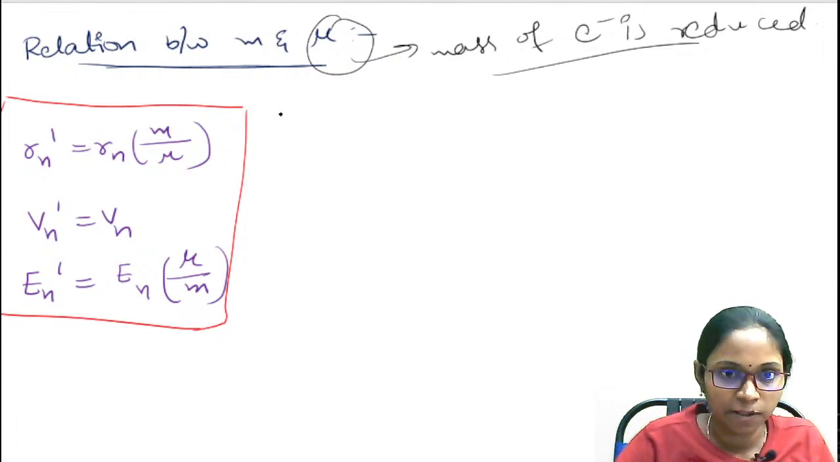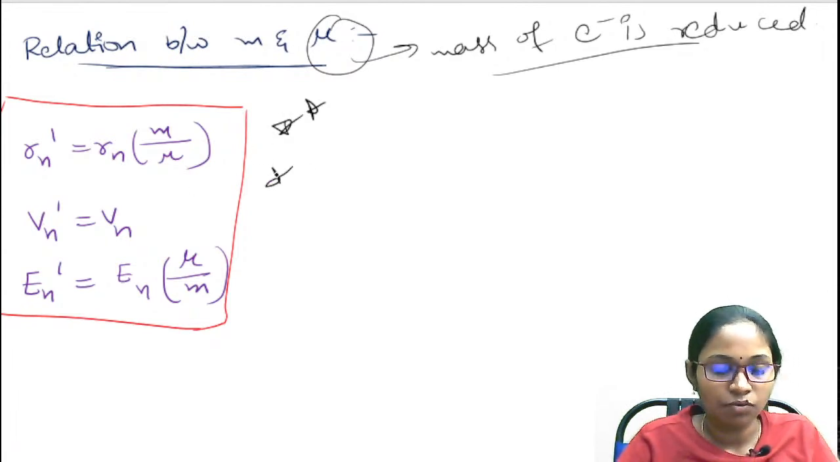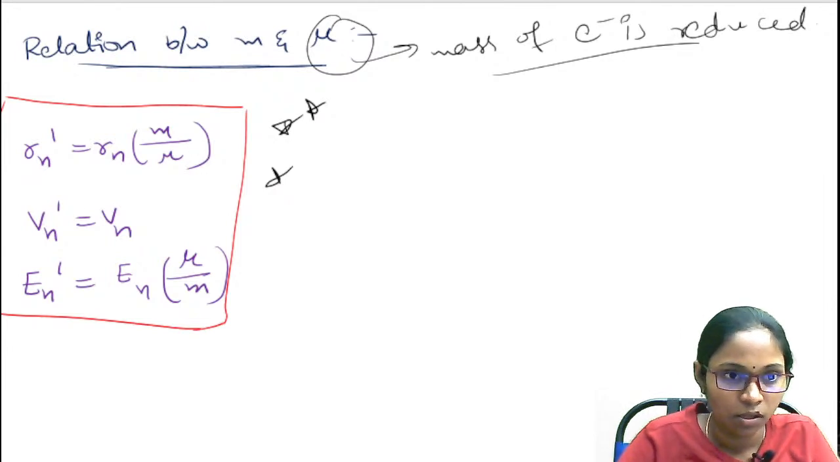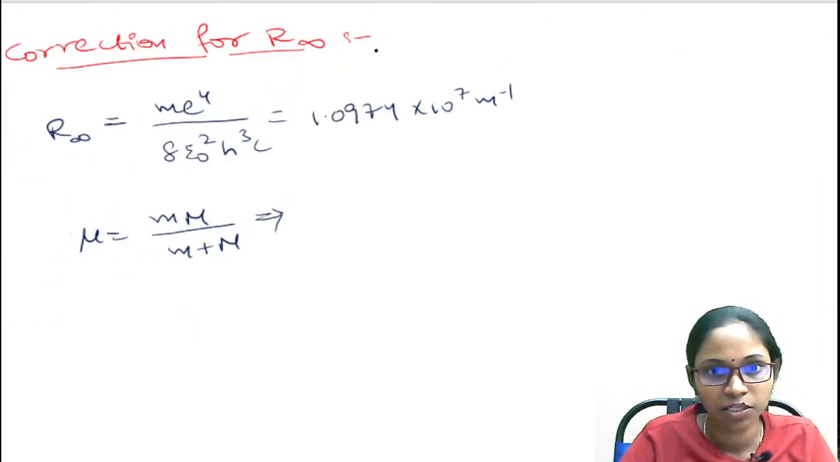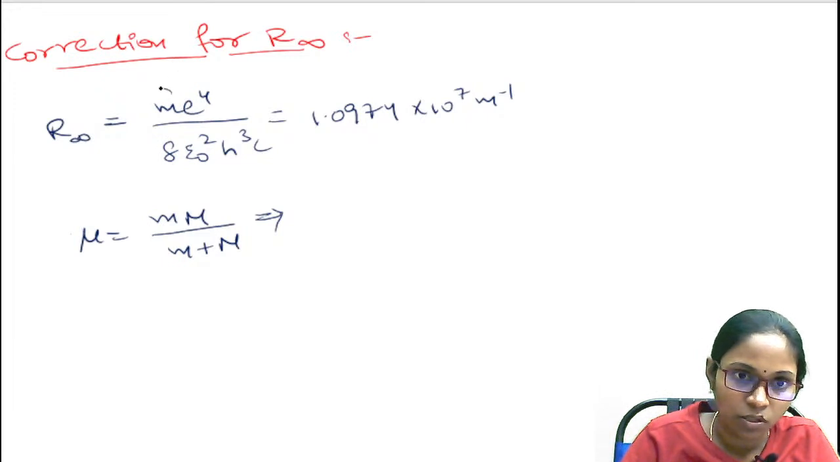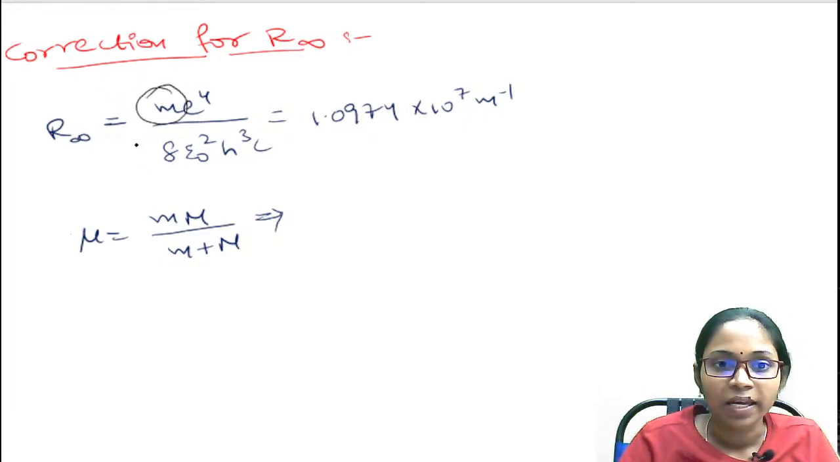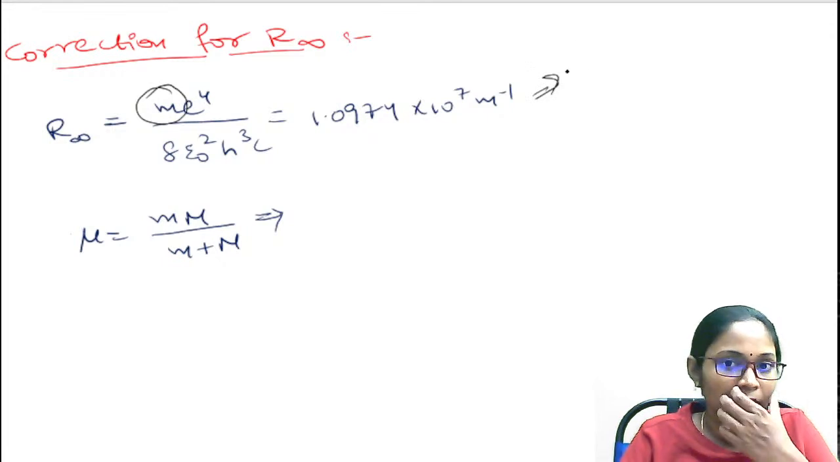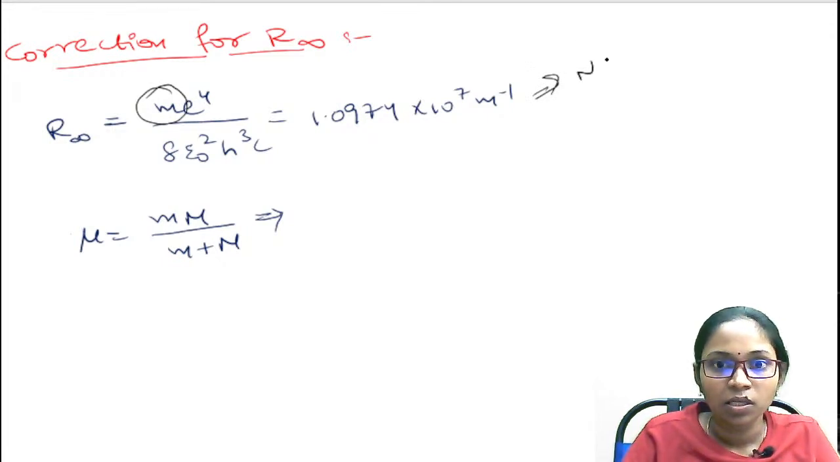Okay, these are the relations, very important relations you have to remember. Coming to the next topic, correction for Rydberg constant. We corrected the energy equation, the velocity equation, and the radius equation. Then what about the Rydberg constant? In our Rydberg constant also we have mass m, the mass of the electron, and to find this equation we had considered that the nucleus is of infinite mass.